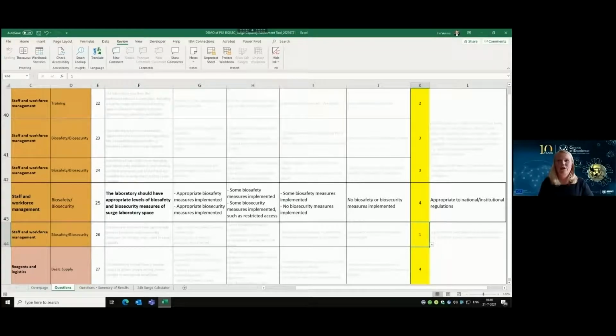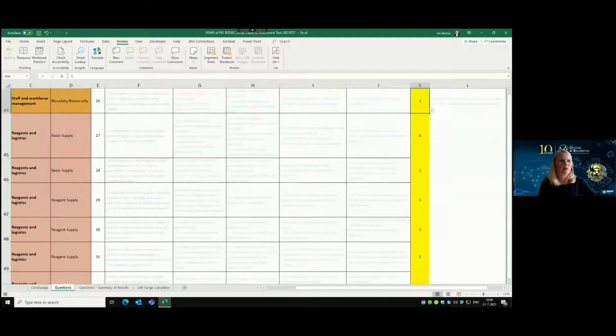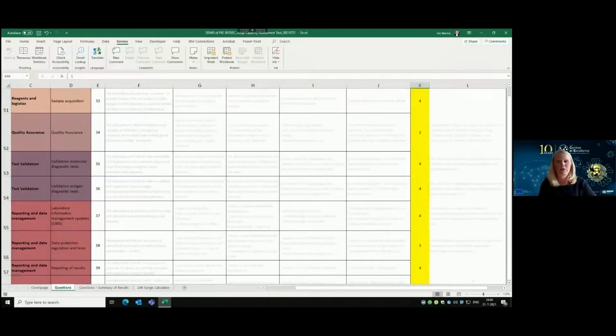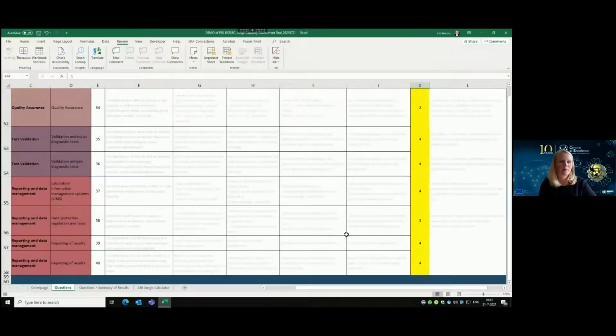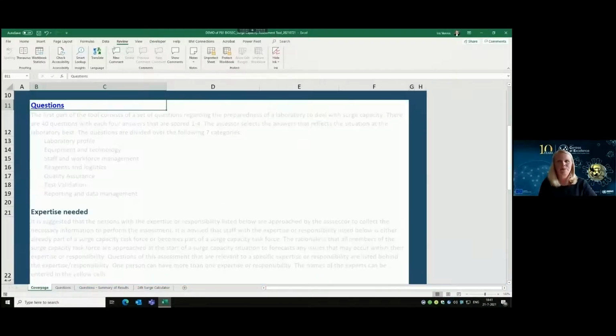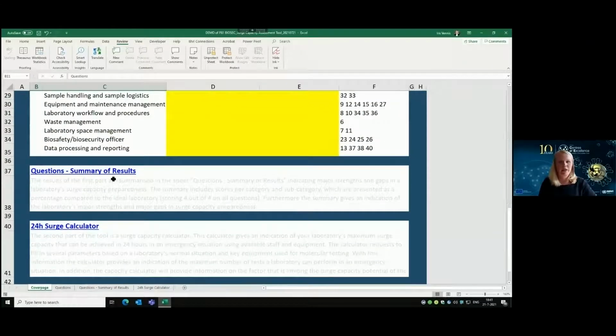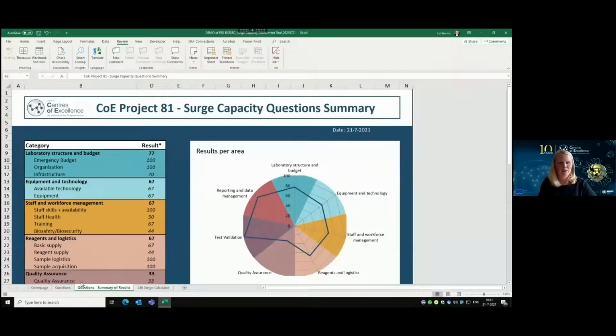So as you can see, for all the other questions, I already pre-filled it with answers so that we will have a nice summary of our results. So scrolling a little bit further down, you see there are many more different areas and many more questions. So in total, there are 40 questions. Now it is possible to navigate to the questions summary of results sheet, but it's also possible to go back to the cover page, where if we scroll down, there's also a box with a summary of the questions summary of results.